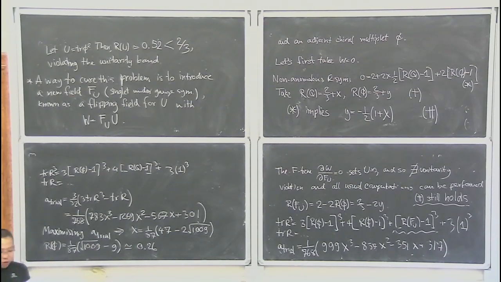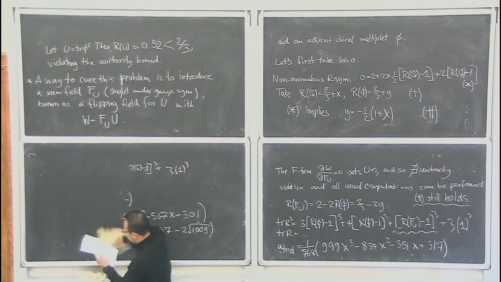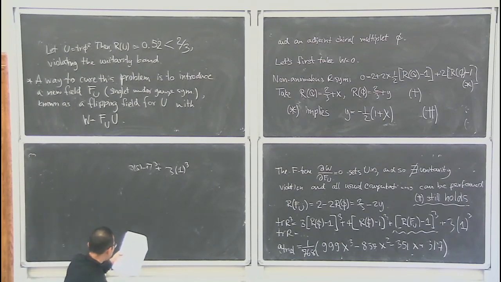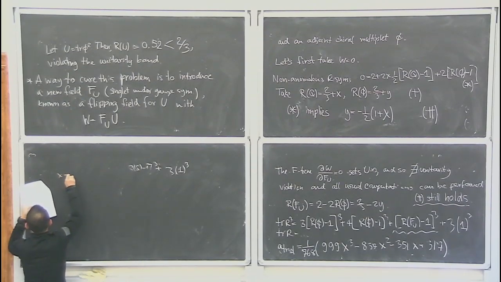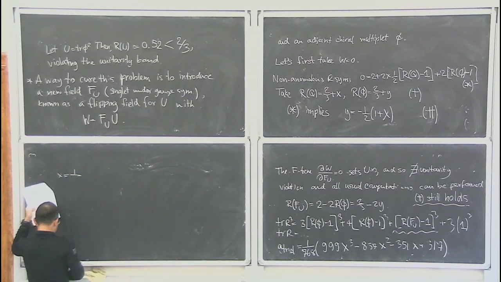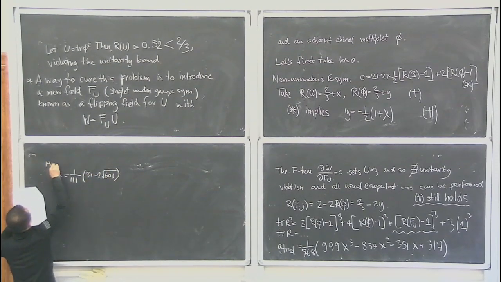Okay, and instead of using U, now you should use F_U. Okay, so ugly. Right. So let me just finish it, just to tell you that x is equal to 1 over 111, 31 minus 2 over 601. This is maximization.